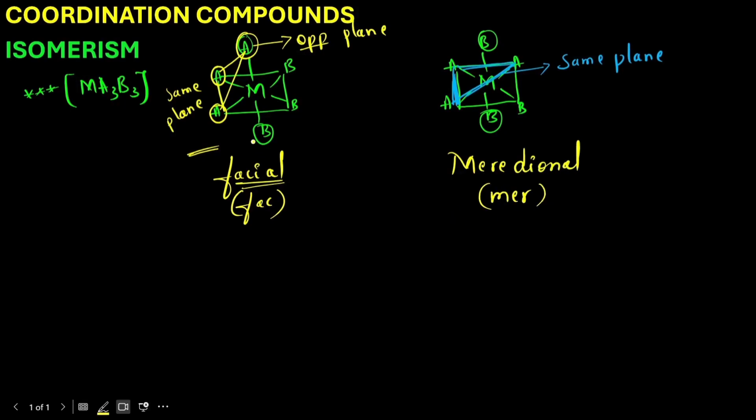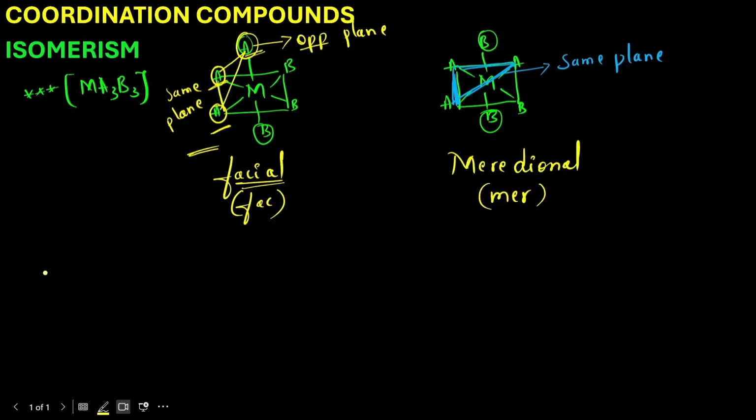Again, coming to facial isomer, out of 3 similar ligands, 2 ligands are in the same plane and one will be in the opposite plane. So which gives rise to facial isomer. And coming to meridional isomer, 3 similar ligands are in the same plane, which gives rise to meridional isomer.